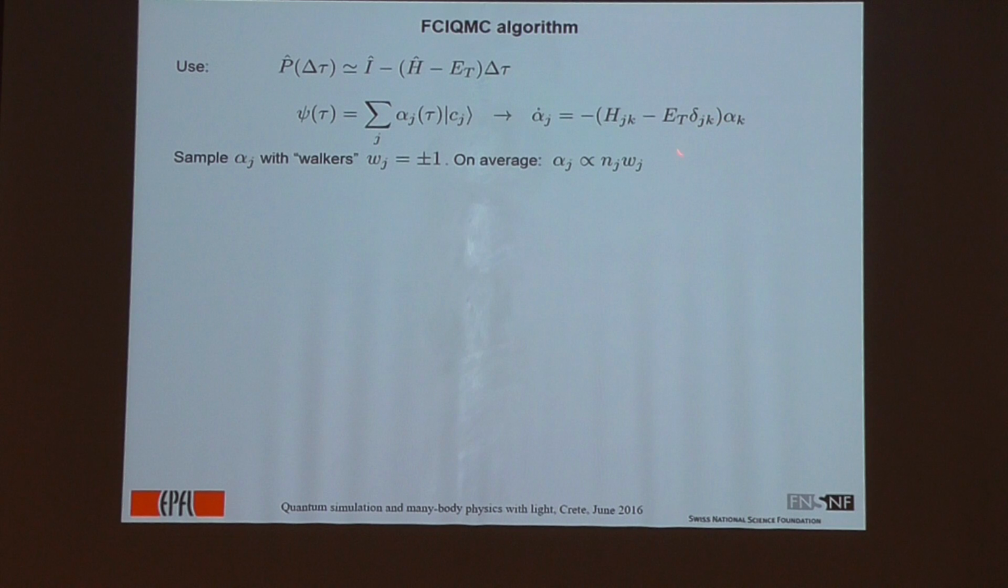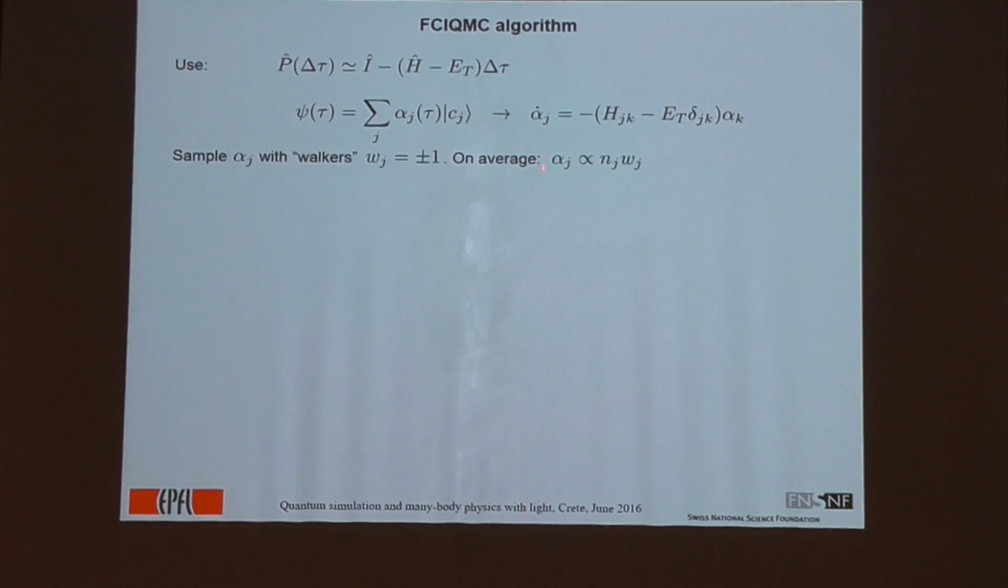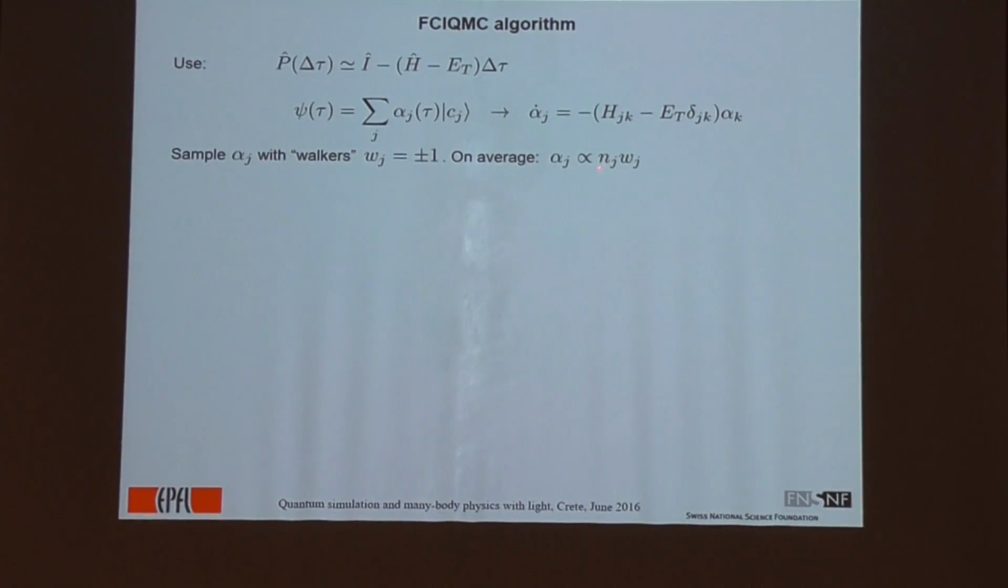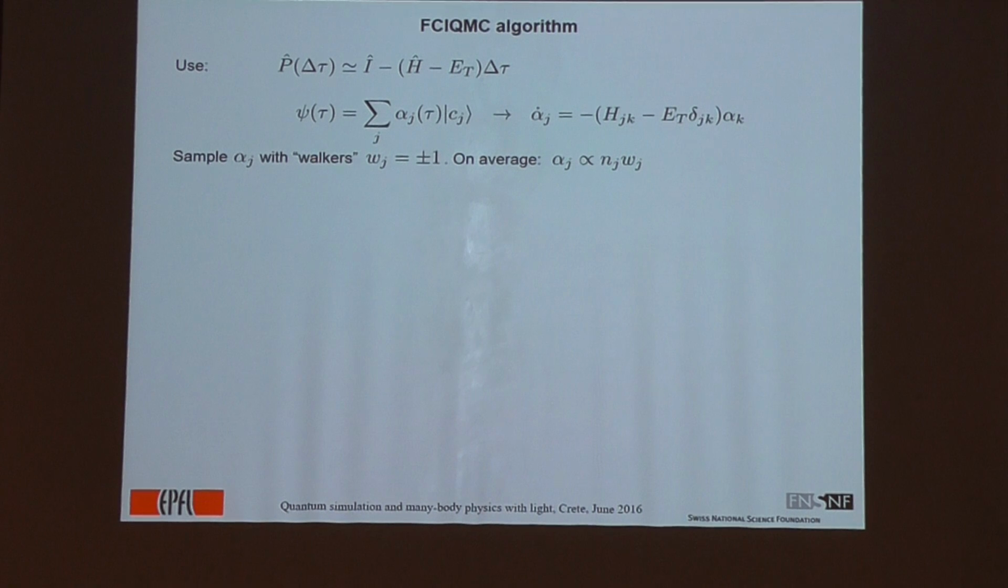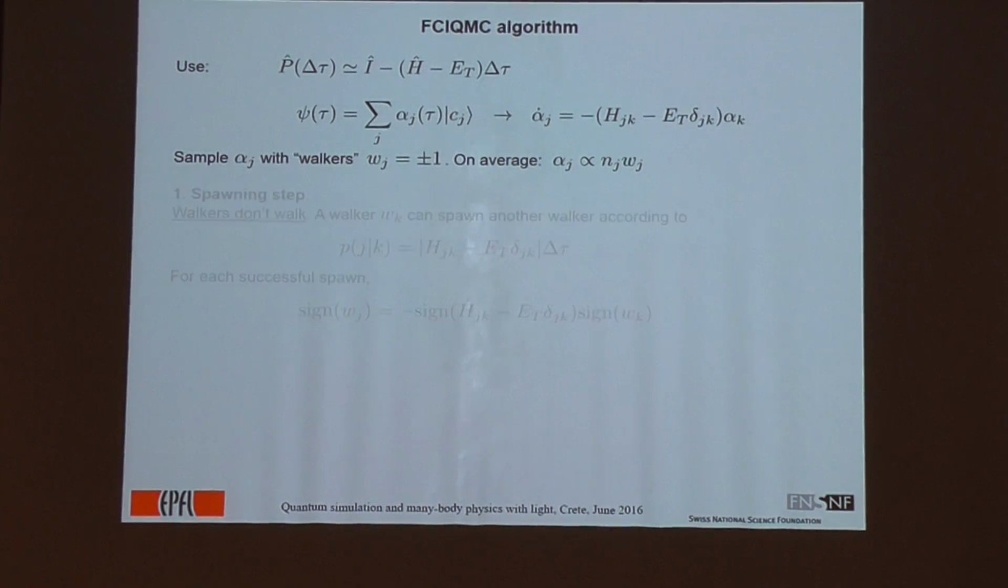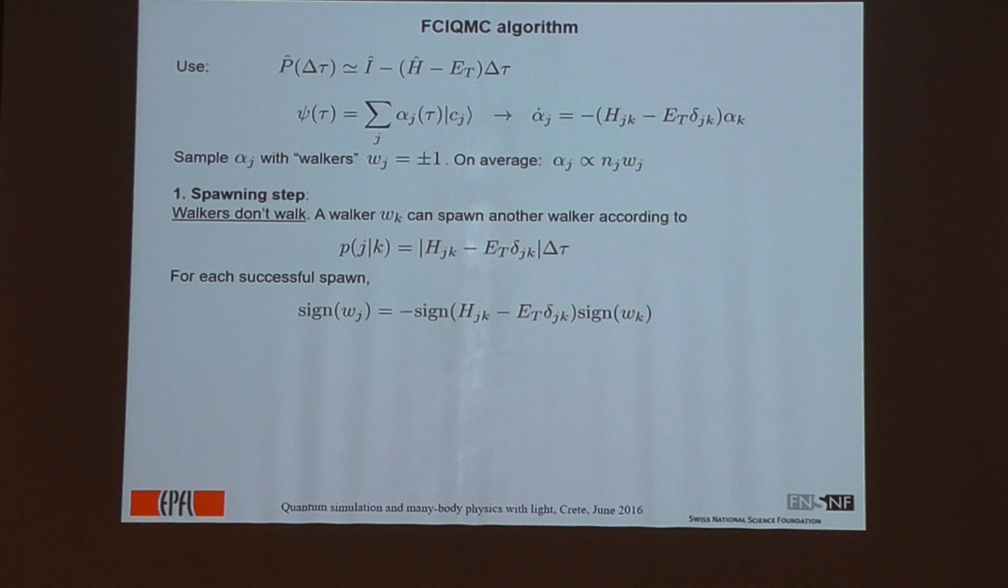And these amplitudes are governed by this equation. This is the same as before, just for the amplitudes. And now you sample the amplitudes with walkers, and these walkers take only discrete values, plus or minus 1. They are signed. Okay? So on average, this quantity here is just proportional to the number of walkers times their sign.